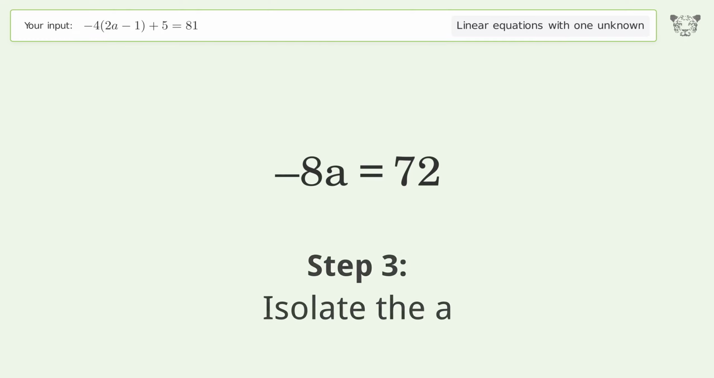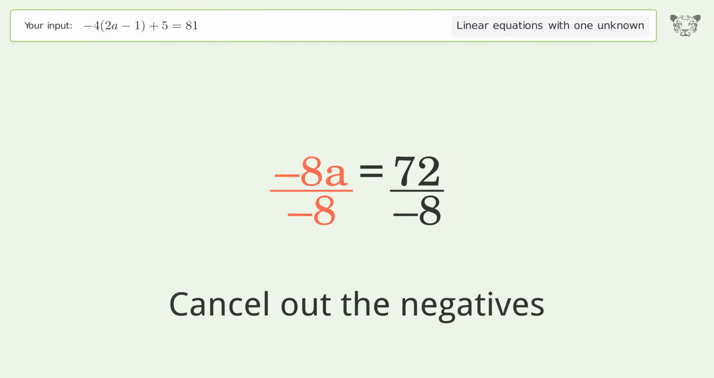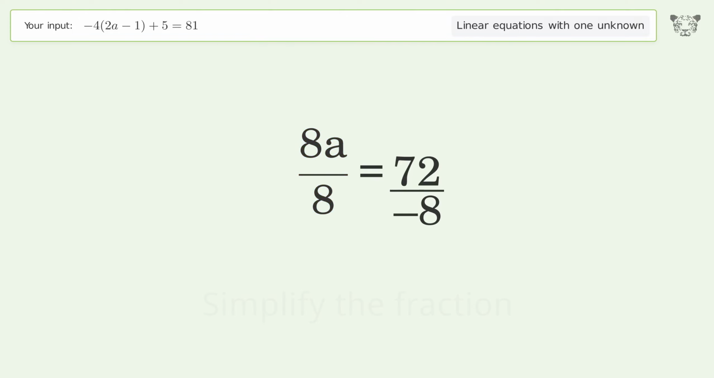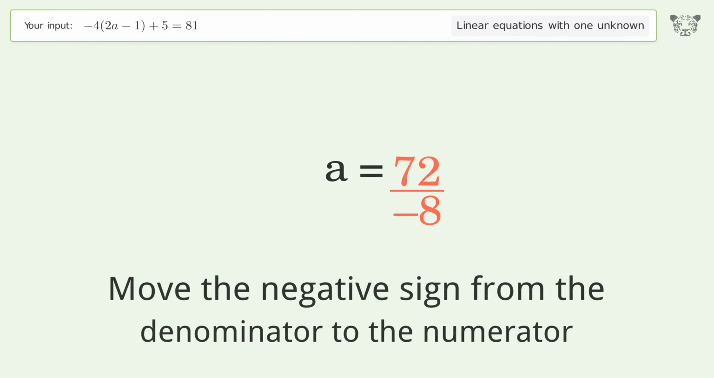Isolate the a. Divide both sides by -8. Cancel out the negatives. Simplify the fraction. Move the negative sign from the denominator to the numerator.